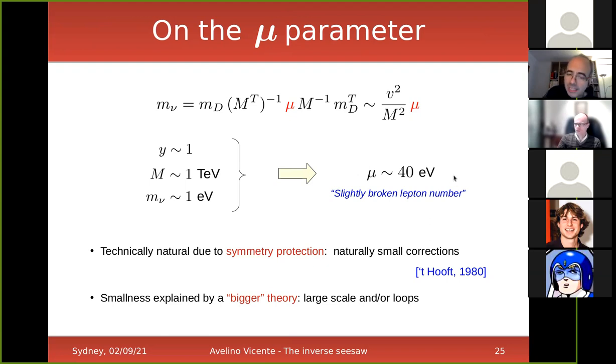Let me insist once again on this idea of symmetry protection. If mu was exactly 0, then lepton number would be conserved exactly. And because of that, all the corrections to mu will be proportional to itself, and therefore naturally very small. You don't have to do any fine-tuning or anything. And this is what back in the 80s 't Hooft called naturalness. So the fact that you can introduce small parameters, but they are fine because they are naturally protected. You don't need to introduce any fine-tuning in the model.